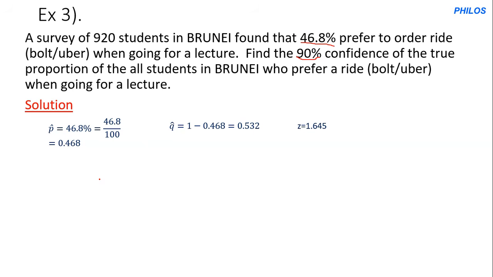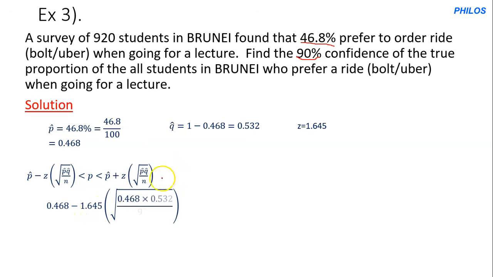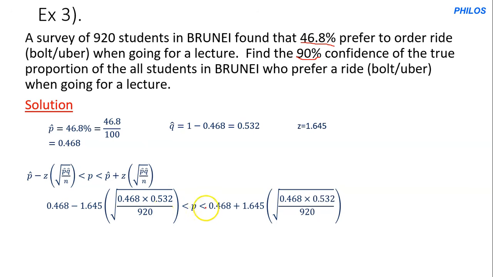That's 920. So we can recall the formula, which says p-hat minus margin of error less than p less than p-hat plus margin of error. Remember, p stands for population proportion, and p-hat stands for sample proportion. So let's substitute into the formula. We're going to have p-hat, which is 0.468, minus z, which is 1.645, multiplying square root of p-hat times q-hat, that's 0.468 times 0.532 divided by n, which is 920, less than population proportion, less than.